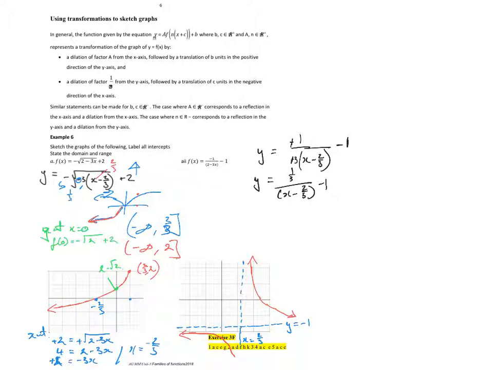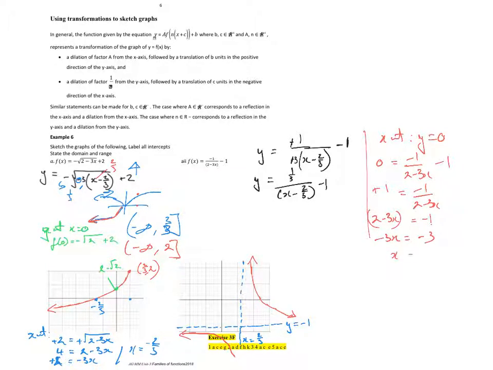So let's look for some intercepts. X-intercept, y is equal to 0. So if we go to the original equation, 0 is equal to -1 over 2 minus 3x minus 1. So let's plus 1 across. -1 over 2 minus 3x, multiply 2 minus 3x over. What are we going to do now? Let's take the 2 across, so -3x equals -3, so x equals +1. So if that's 2/3 there, +1 there seems reasonable.